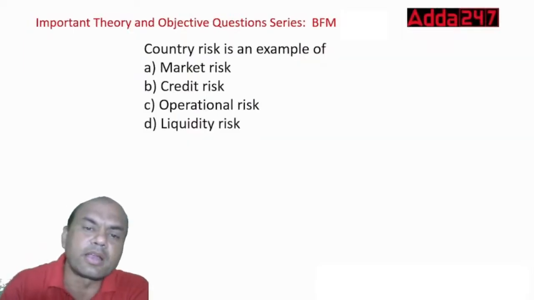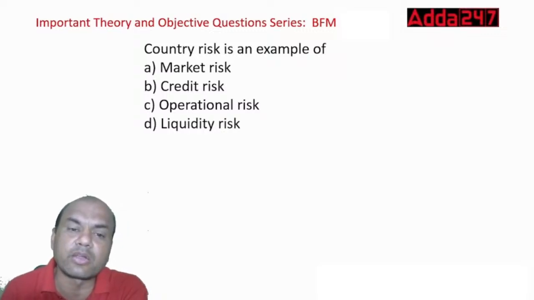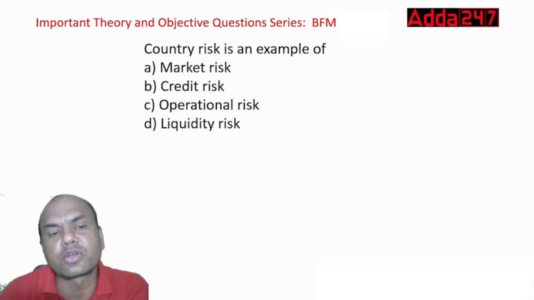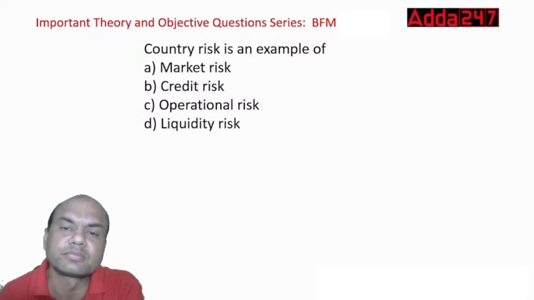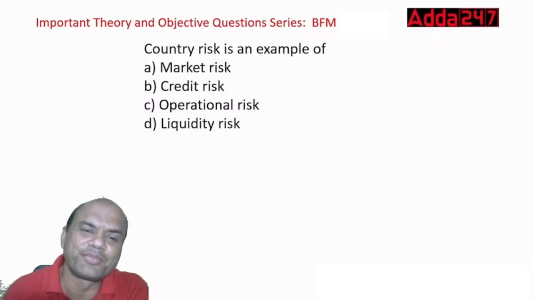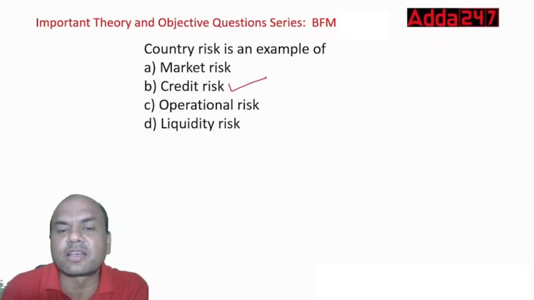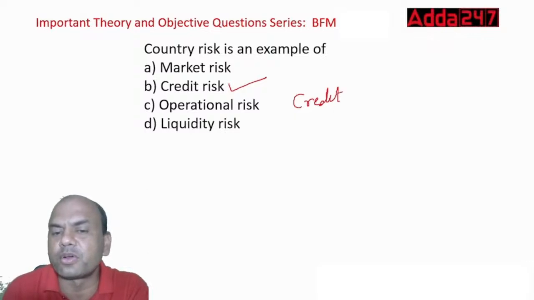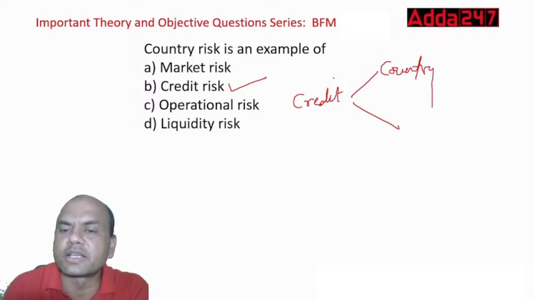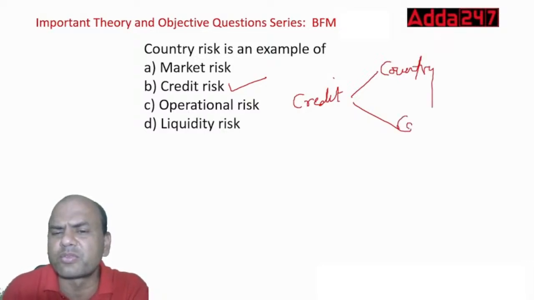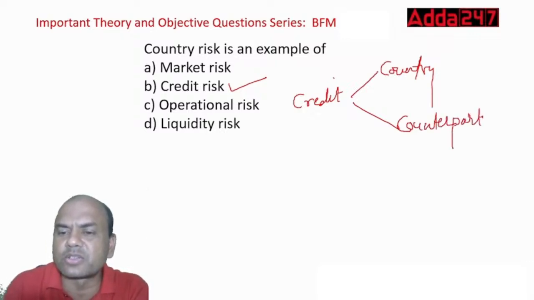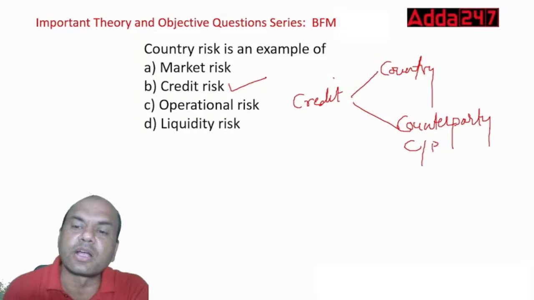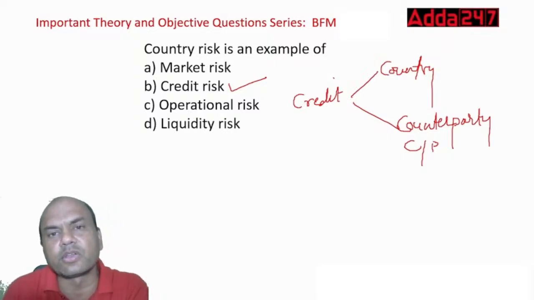Country risk is an example of market, credit, operations, or liquidity risk. So country risk is an example of what? It is a part of credit risk. See here, credit risk always is of two types. Always remember this, two types. One is country and the second is counterparty. I'll write it in full, because many students might not understand this. The short form is CP. So country risk and counterparty risk. Credit risk always has two parts.